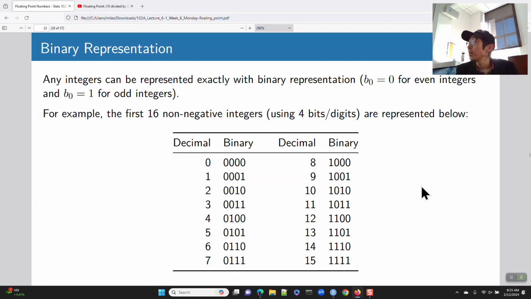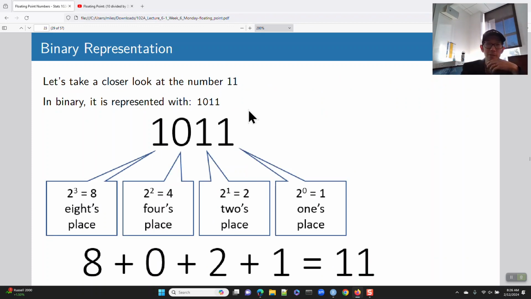So this is binary representation. I think most of you have already seen binary before at some point, but if not, each place is just 2 to the 0, 2 to the 1, 2 to the 2, and so forth. Here's how we represent the number 11. You have an 8, no 4s, a 2, and a 1. So 8 plus 2 plus 1 adds up to 11, and this is how we represent the number 11 here.